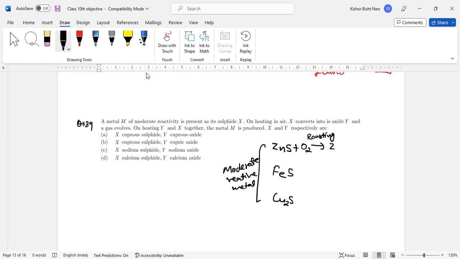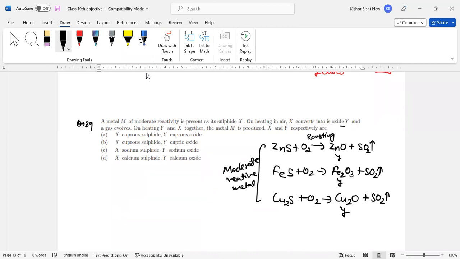So it will form ZnO plus SO2 gas, sulfur dioxide: metal oxide plus sulfur dioxide. Same here, with oxygen it will form Fe2O3 plus SO2 gas. The third one gives Cu2O plus SO2 gas. Balance it, no problem. These are the moderately reactive metals. Now on heating, X is converted into Y. So these are the Y, maybe this one or this one. Clear? This is the X.